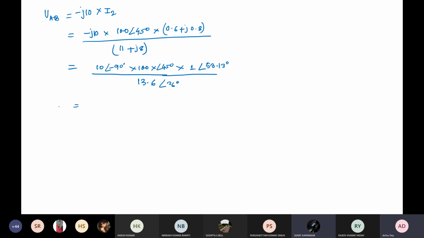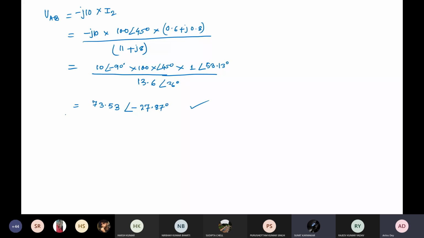So what is your answer? It is 1000 divided by 13.6. So it has come out to be 73.53, and the angle will be minus 90 plus 45 plus 53.13 minus 36. So that is equal to minus 27.87 degree. So this is your VAB. One answer you got.